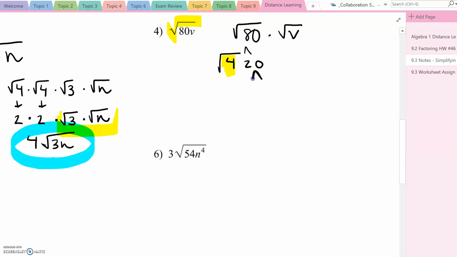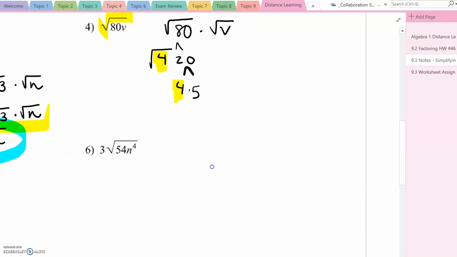Let's look at the number 20. Think of a perfect square inside of 20. So a number times another number, one of those numbers is a perfect square, and they equal 20. Hopefully you're thinking what I'm thinking, 4 times 5. Because 4, again, is that other perfect square we're looking for.